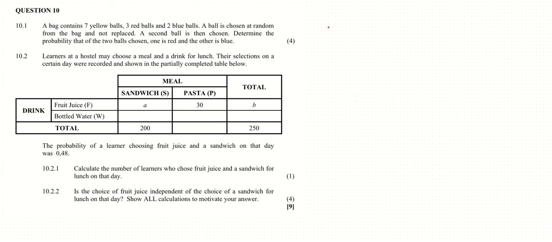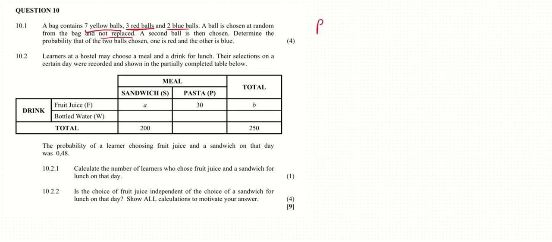Okay, let's look at this question. Question 10.1. A bag contains 7 yellow balls, 3 red balls, and 2 blue balls. A ball is chosen at random from the bag and not replaced, meaning that when it was chosen, it was never retained, no ball was placed back. A second ball is then chosen. Determine the probability that one of the 2 balls chosen is red and the other is blue.